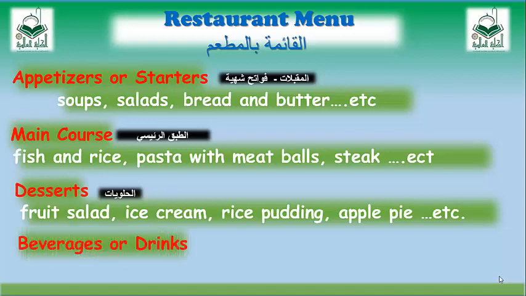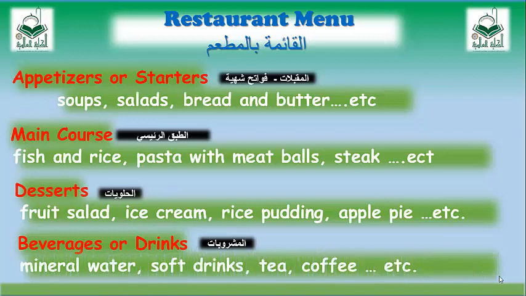And you can find the word beverages or drinks. For example, mineral water, soft drinks, tea, and coffee. So these are the main parts in the menu. You can find it when you are in the restaurant. You have to know them very well to be able to order food and to choose your food in the restaurant.